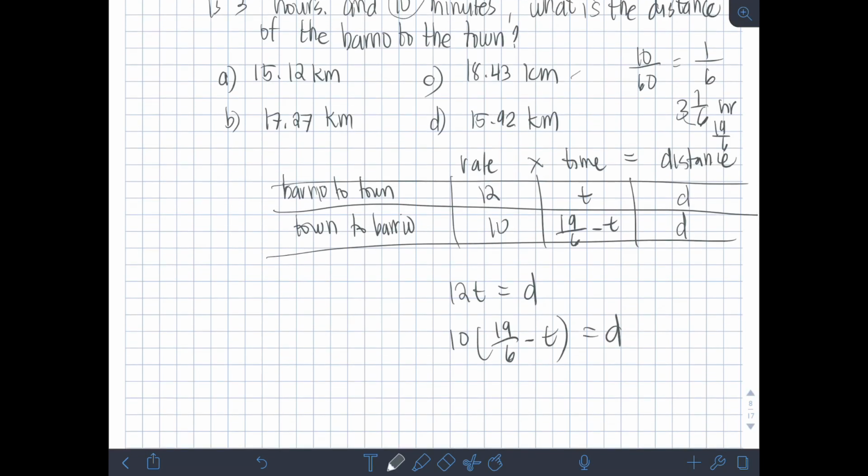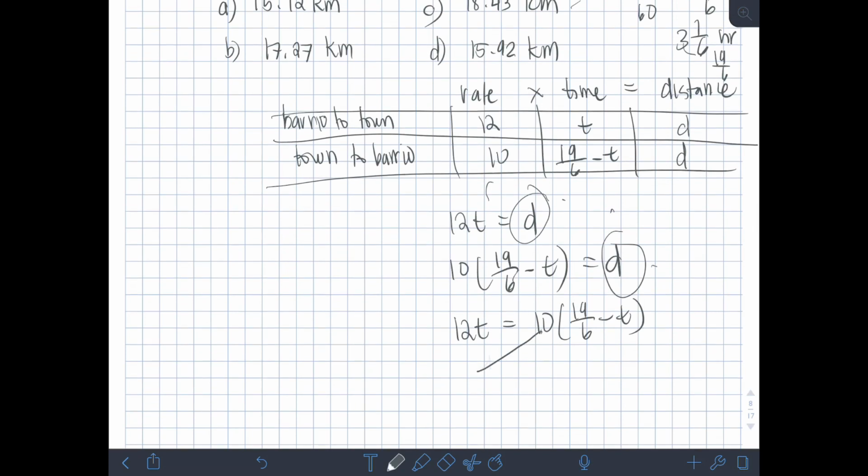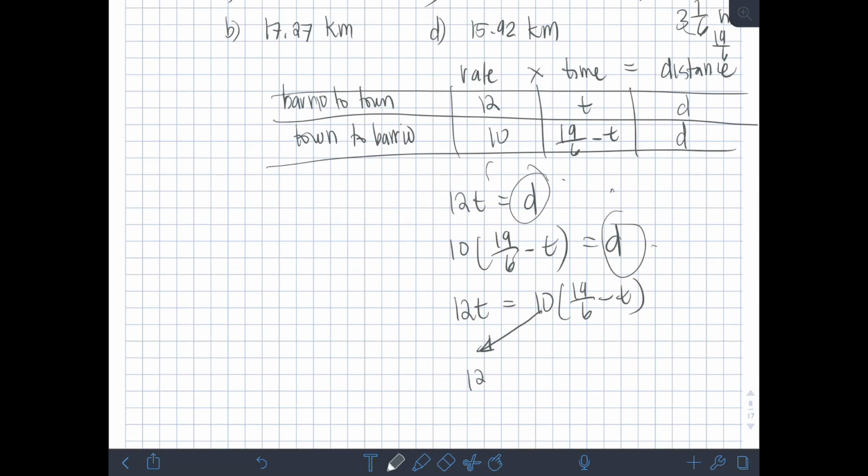Okay, so, two equations and two unknowns. So, pwede nating masolve muna itong t. Equate natin itong dalawang d kasi equal naman sila. So, 12t is equal to 10 times 19 over 6 minus t. Okay, so, cross-multiply ko yung 10. So, parang 12 over 10t is equal to 19 over 6 minus t.